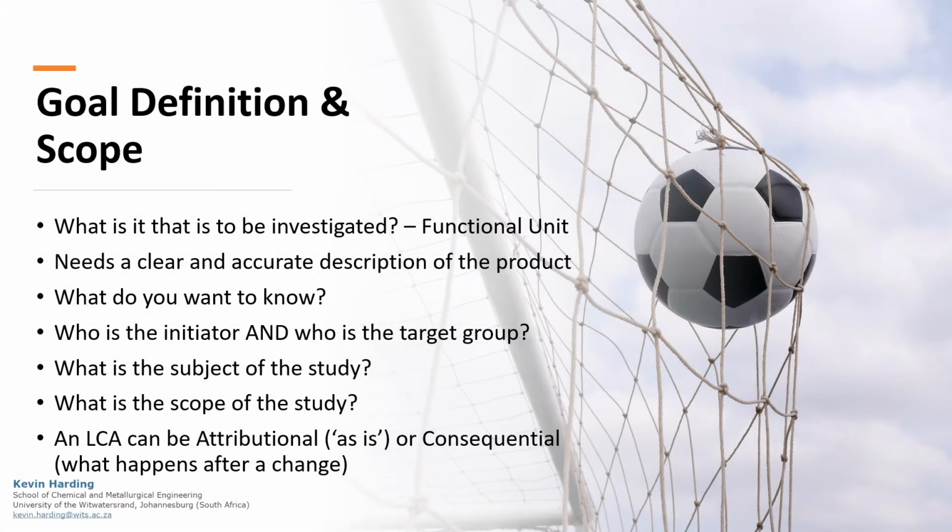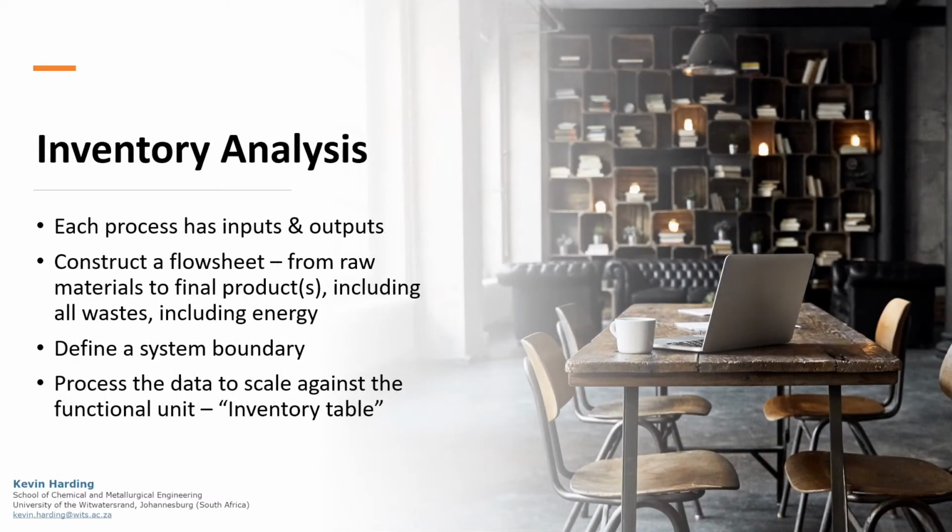The goal and scope is the stage where the scene is set and shows what it is that needs to be done. This stage presents the assumptions on how the LCA is to be undertaken. The inventory analysis is where a flow sheet of the process is produced and material flows are calculated for the full cradle-to-grave system. All these values are then scaled against the functional unit, which is a reference value for the final output of interest. The full list of materials is called the inventory table.